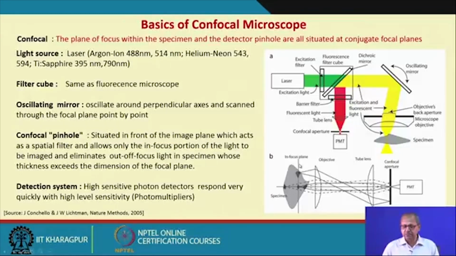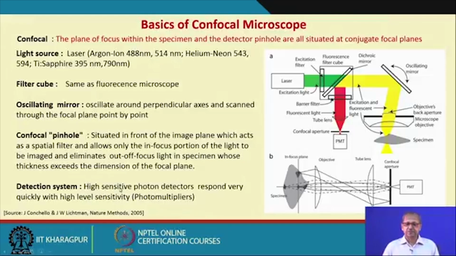So, this is the focal plane. Through this pinhole, only the focal plane light goes through, but the emission rays from above and below are blocked or cut off by that pinhole. So, the pinhole is very important, and it is the most important part in confocal microscopy.